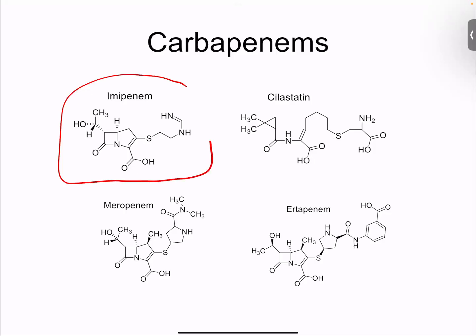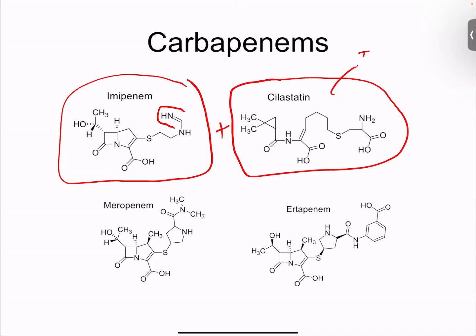Here's the structure of imipenem. And here's the amine, I-M-I-N-E, seen in imipenem, which has decreased nucleophilicity. When we combine imipenem with cilastatin, cilastatin inhibits that dehydropeptidase 1 in the kidneys. So what that does, guys, is increase the urinary presence of imipenem. That's important in particular because a lot of people present to the hospital with severe UTIs, okay? And that was successful for the production of Primaxin.